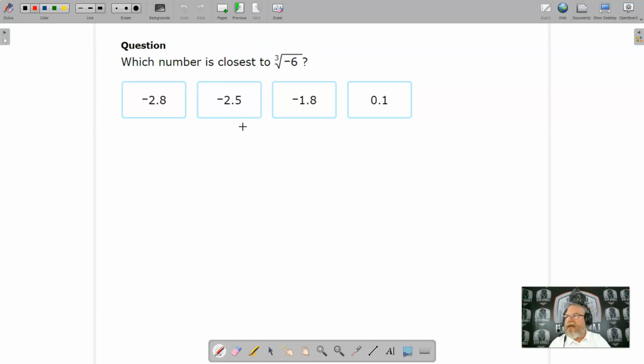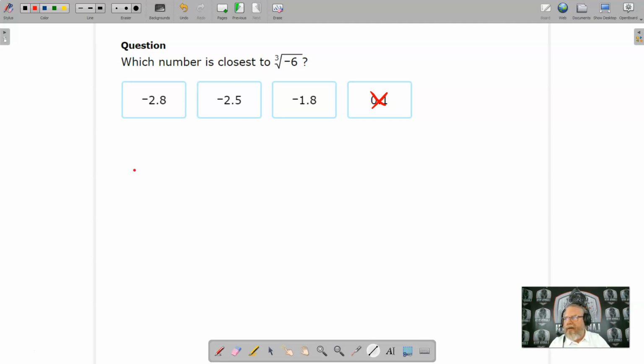So, last example here. We know that this is going to be a negative number in this case because our radicand is negative. Since it's a cubed root of a negative number, our answer is going to be a negative number as well. So let's see, negative 2 cubed is going to be negative 8. Let's think of this on a number line.